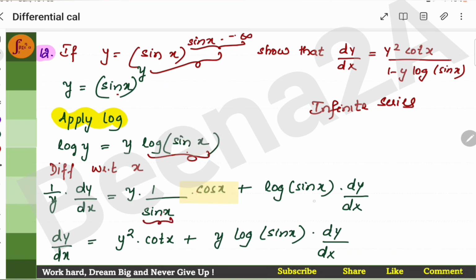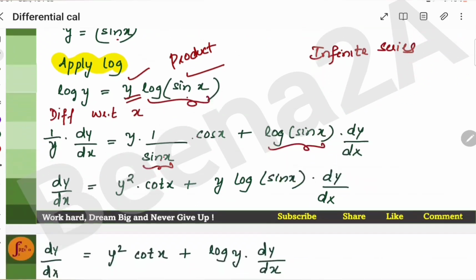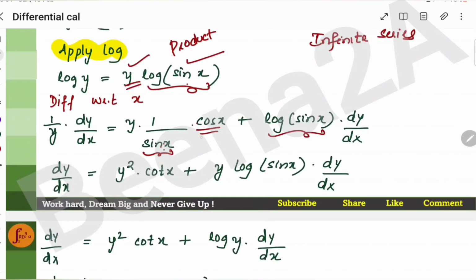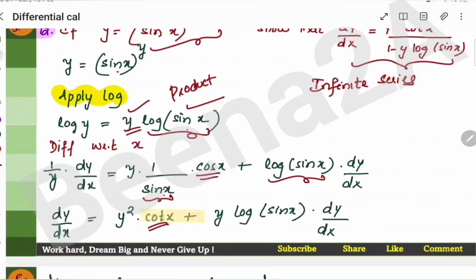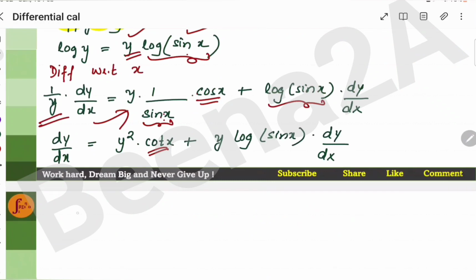Use the chain rule. Similarly here, you have to use the product rule because you have two terms, y and log of sin x. So you're putting the product rule. So log of sin x into the derivative of the first function, which is dy by dx. Right? Now what is cos x by sin x? Cot x. Because here you have to get cot x. In this proving statement, you have to get cot x. So cos x by sin x is cot x. And shift this y to the other side. So I'll get dy by dx. I'm shifting y to the other side.